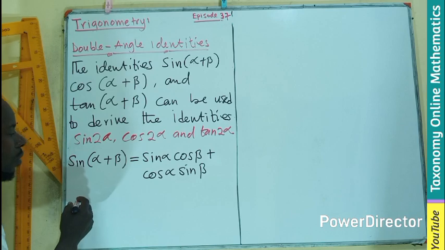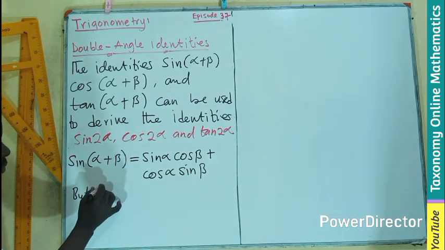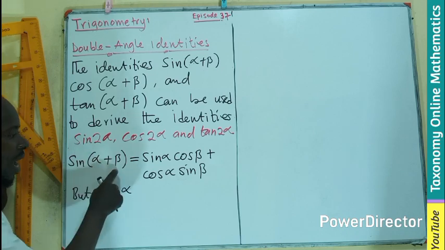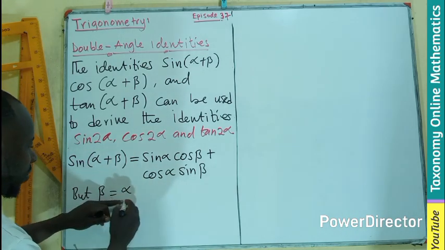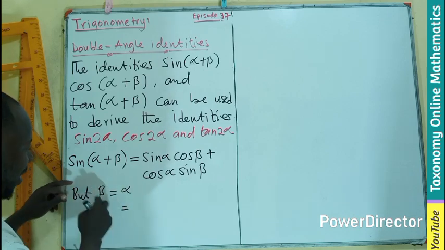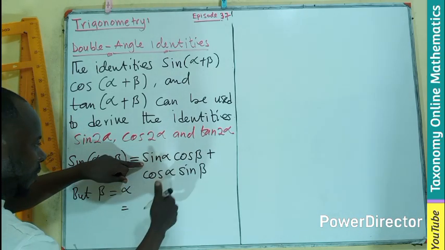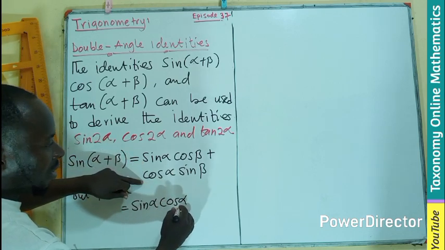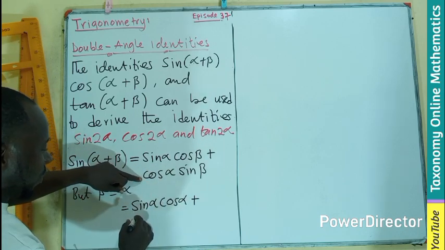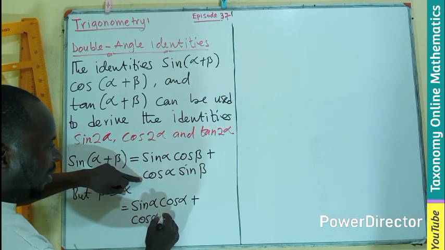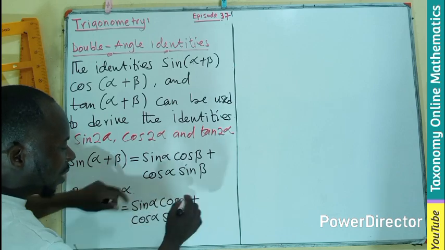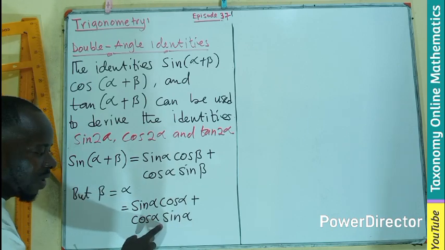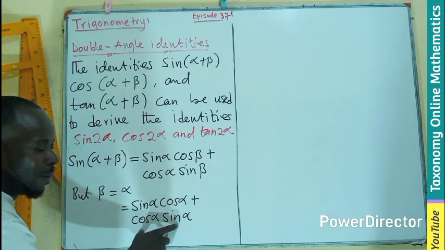Now, since we are saying double, let's say we let beta equal alpha, so that this becomes alpha and alpha. Then we still have sine alpha, then the cos alpha, plus the cos of alpha, then the sine of alpha. What can you see? Sine alpha cos alpha, sine alpha cos alpha. So it means that this is the same as this.